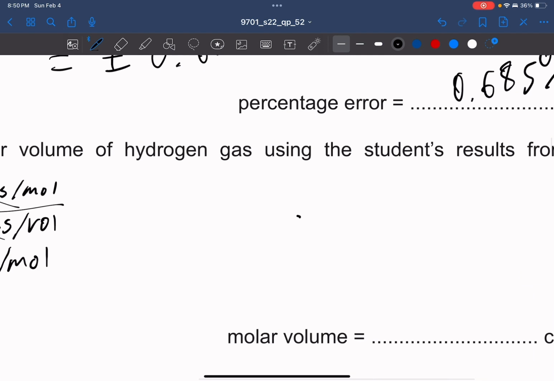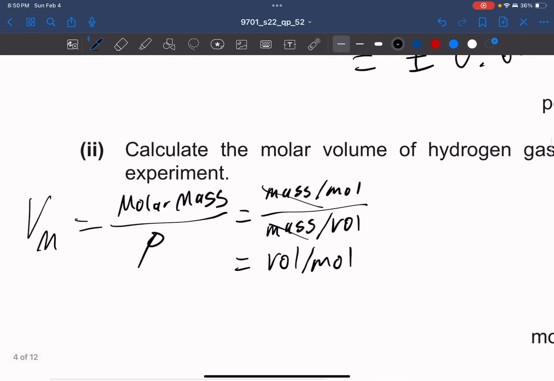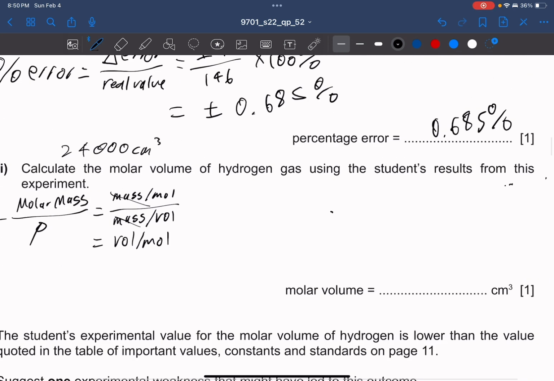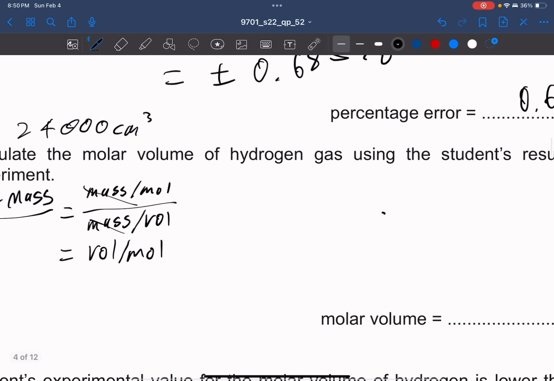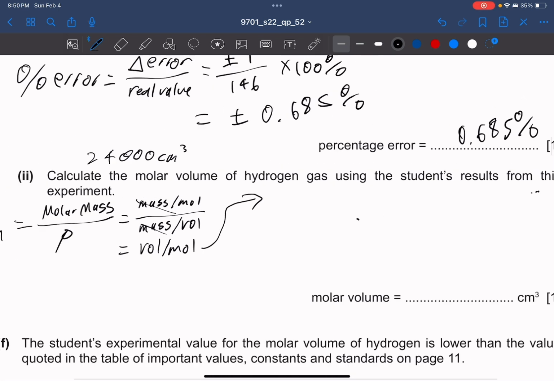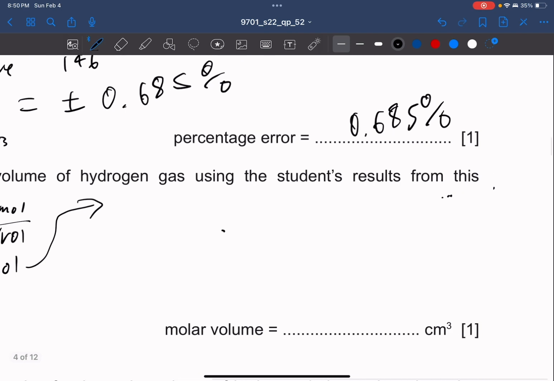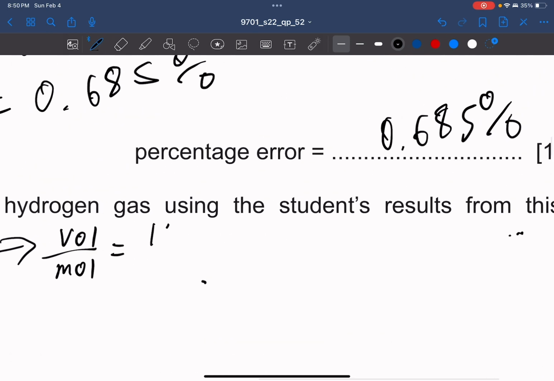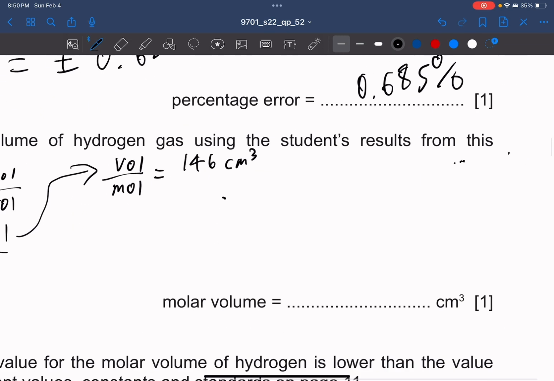And if you remember, in room conditions, it would be close to around 24,000 centimeter cube per mole. May not always be true. That's only for an ideal gas. But we're just gonna figure out what the molar volume actually is. So basically here we already have a formula that we can use. Volume over mole. Our volume for the hydrogen was 146 centimeter cube, and the moles of hydrogen we had was this. So we could get the value, which is going to be that.